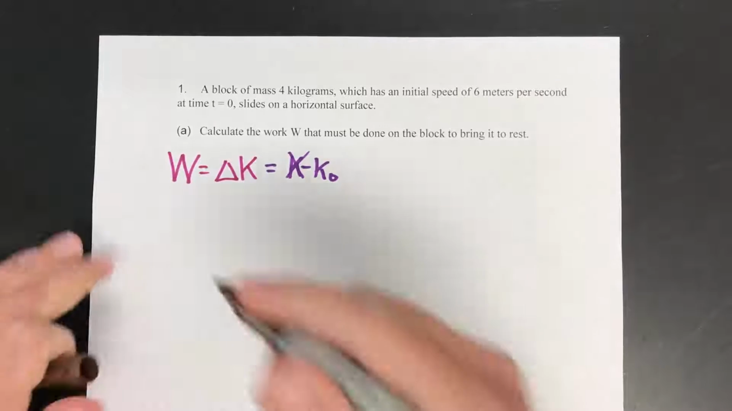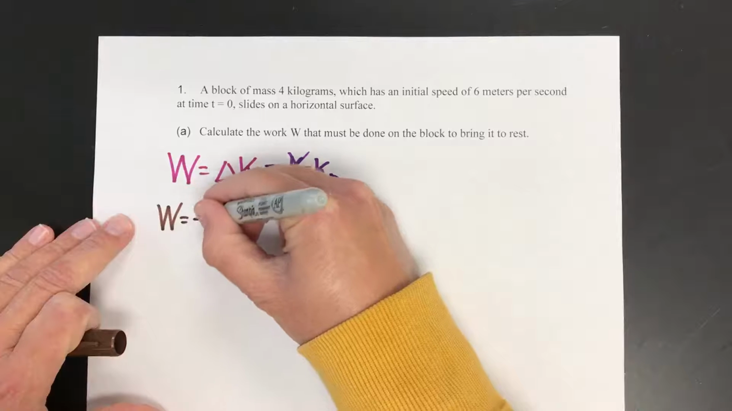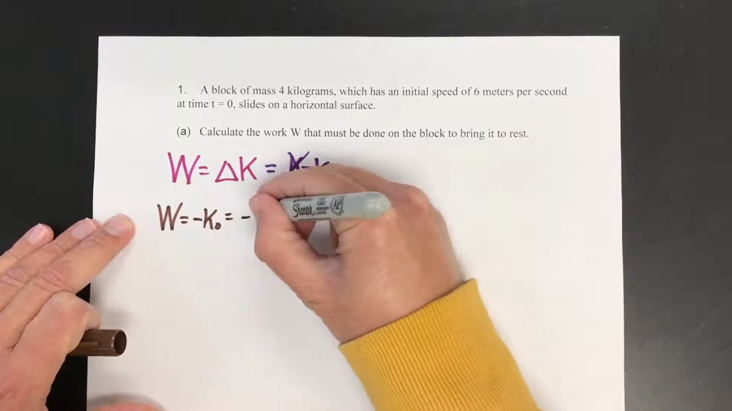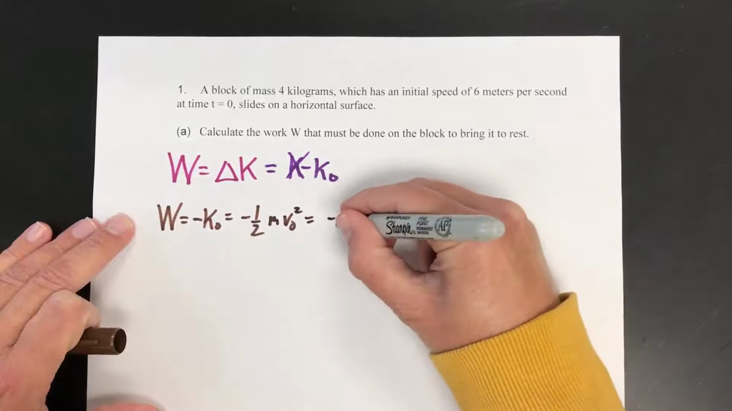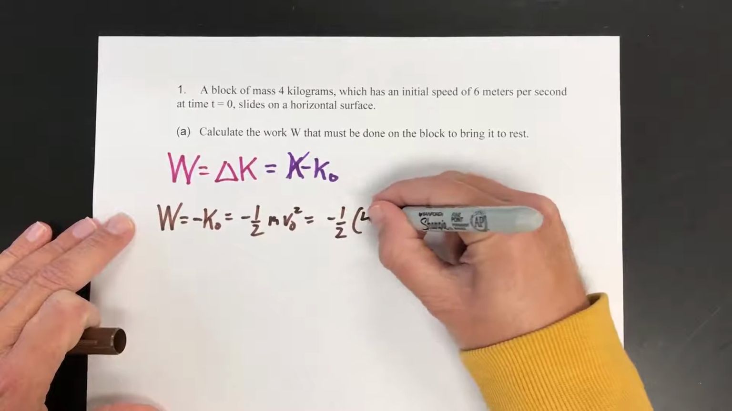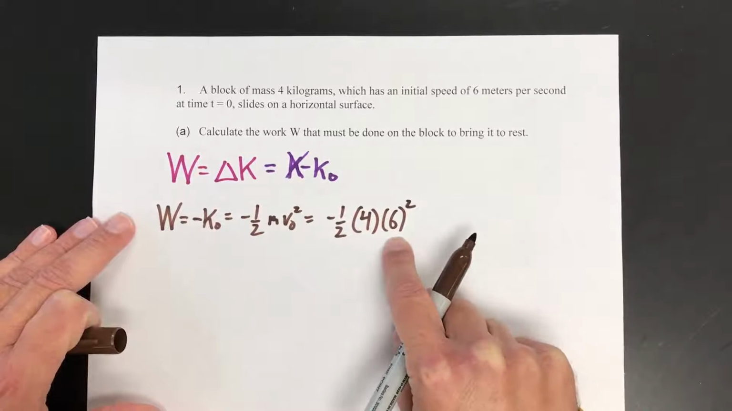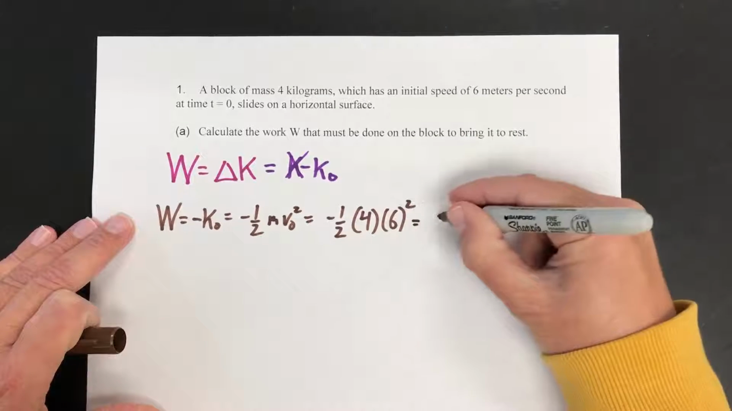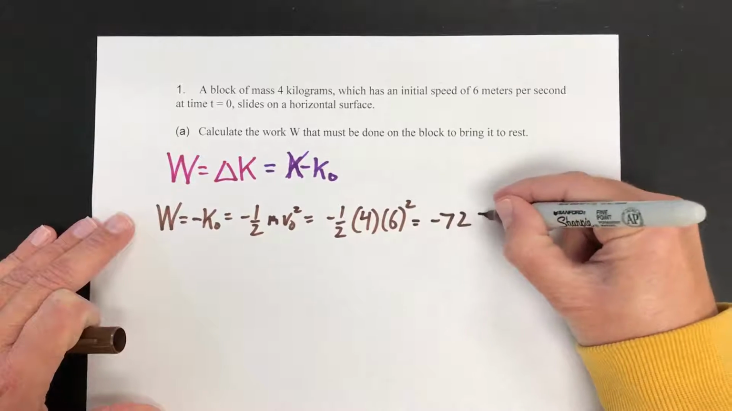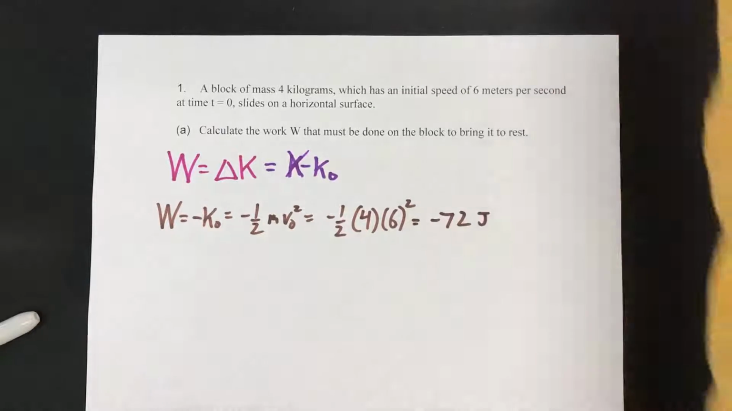So let's set that up then. The work is simply equal to the initial kinetic energy, negative, and so that's 1/2 mass times initial velocity squared. So when we plug everything in, the mass is 4, the velocity is 6, don't forget to square it. Half of that will be 2, and then 6 squared would be 36, so 2 times 36 is 72, negative 72 joules, because we've got to take it away there.